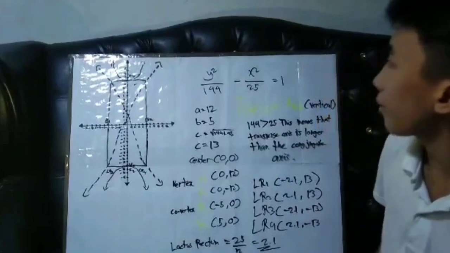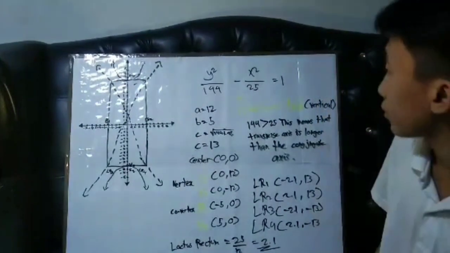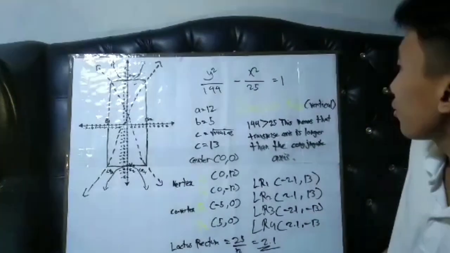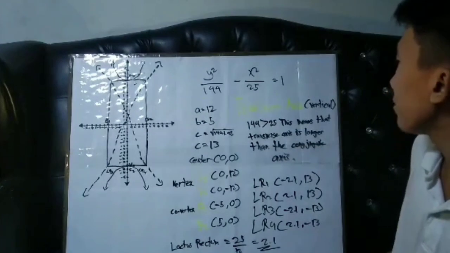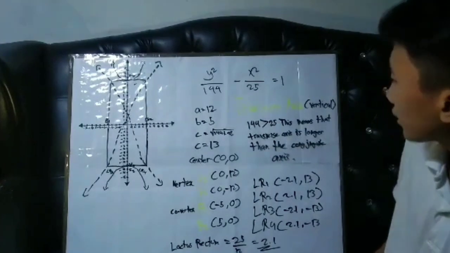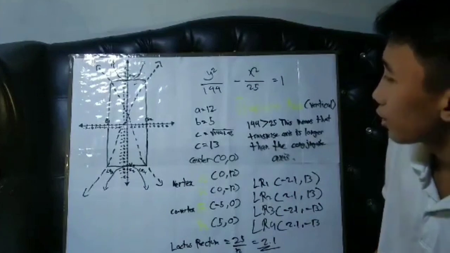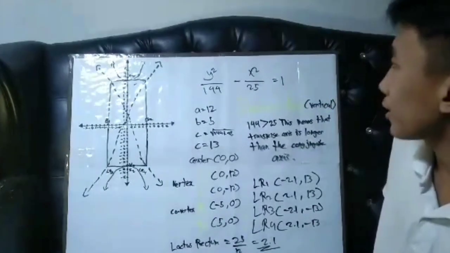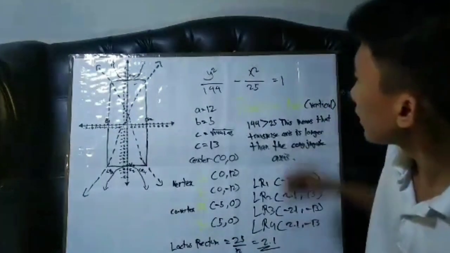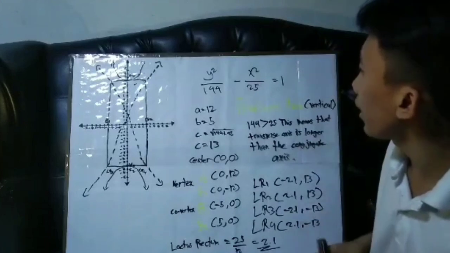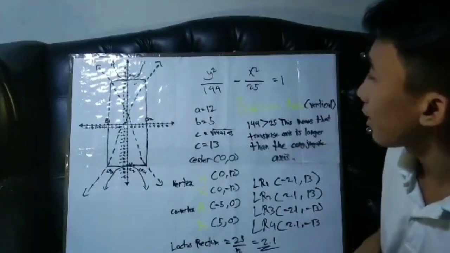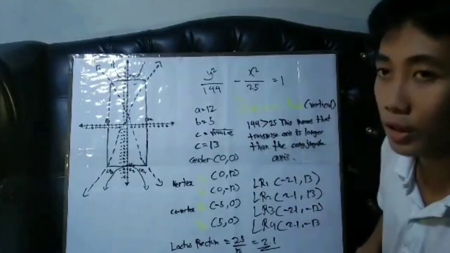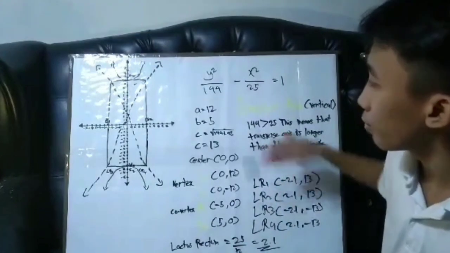Dahil mas malaki ang denominator ng y squared natin, ang magiging transverse axis natin is vertical because 144 is greater than 25. This means that the transverse axis is longer than the conjugate axis. So, the first step is kukunin natin yung value ng A. Paano ba natin kunin yung value ng A? Titingnan natin yung equation natin. Makikita natin ang y squared ang may pinakamalaking denominator. So, 144, i-square root natin yung 144. So, the answer will be 12.